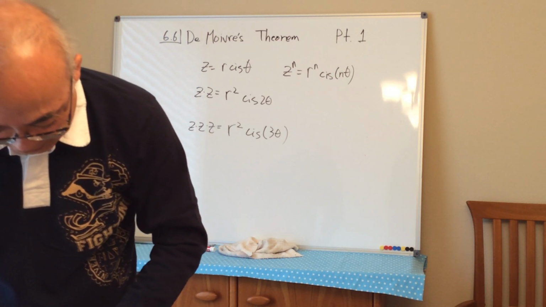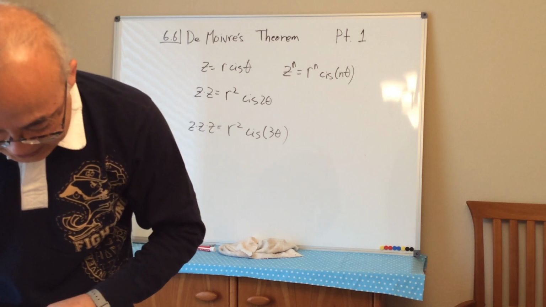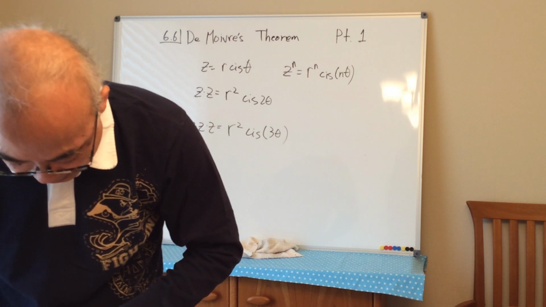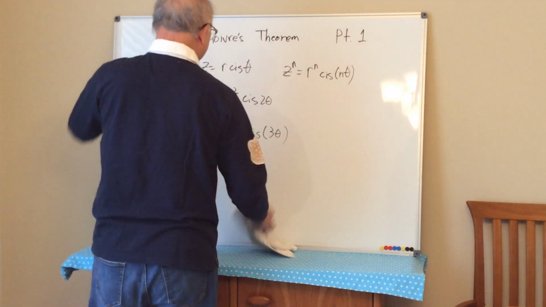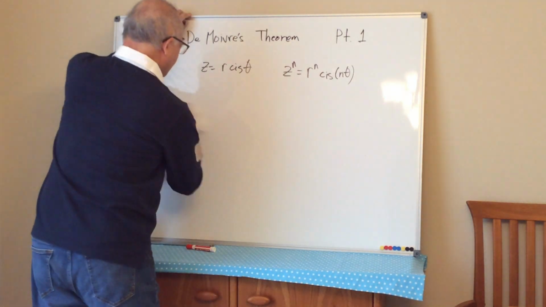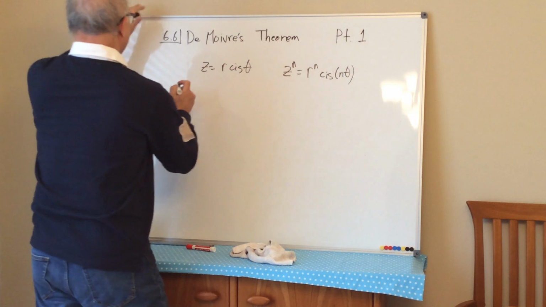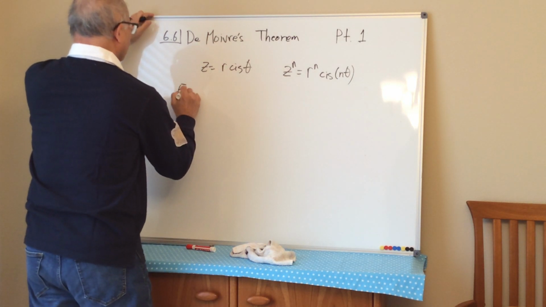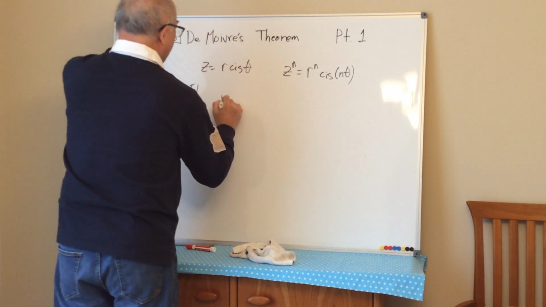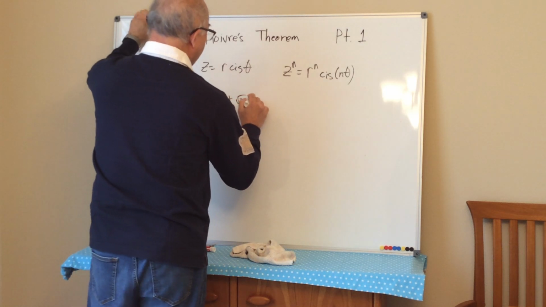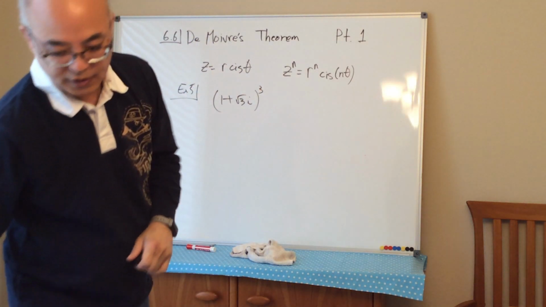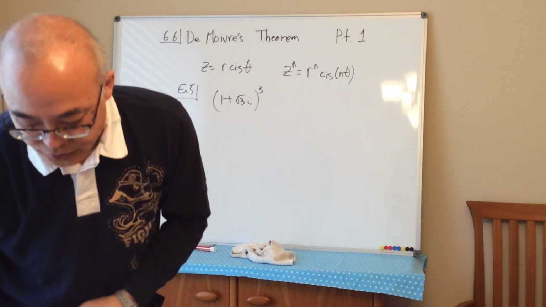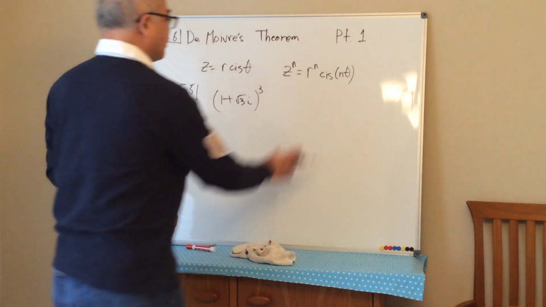Okay? So let's do example number 5. Example number 5 says find 1 plus root 3i to the third using de Moivre's theorem. So we're going to say example number 5: 1 plus root 3i, and they want the cube of that, but they want us to do this using de Moivre's theorem. So we have to use this theorem.